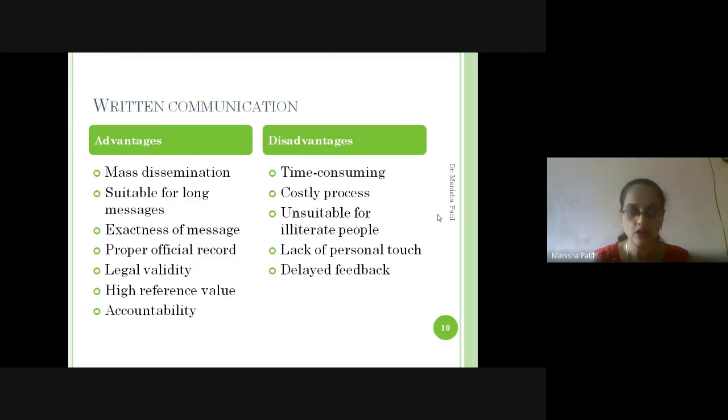Best example of written communication is your exam. You are taught for the entire semester, and at the end, you have the exam. And in that written exam, teachers come to know whether you have understood or not. So here, feedback is not immediate, it takes long time.